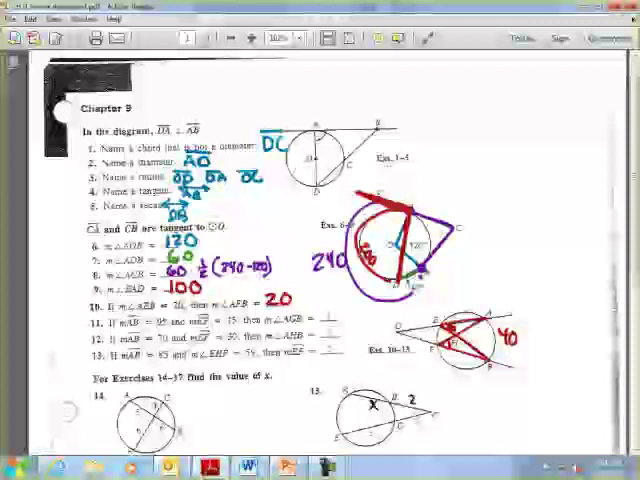Wait, but how do you know that's 20? Our rule for an inscribed angle is that an inscribed angle is half of the arc. So since AEB is 20, then that arc would have to be 40. All right.